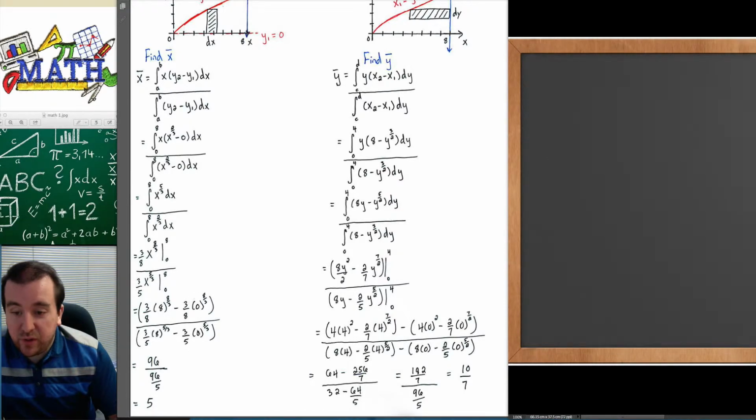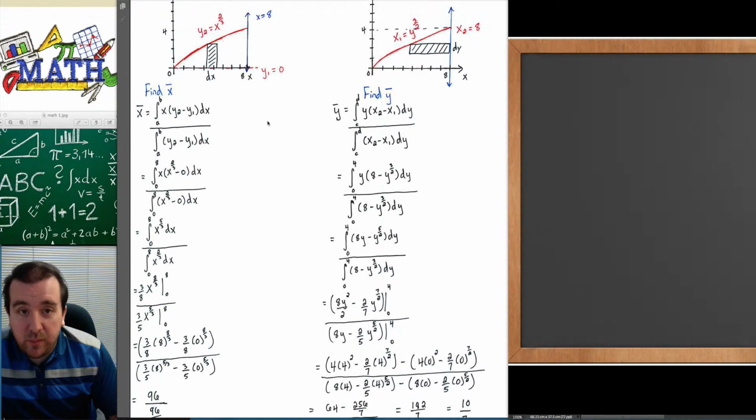And the lower limit of 0 gives 0 here, and the bottom one is 0 as well. Now the bottom one: we do 8 to the power of 5 over 3, that's the third root of 8 raised to the power of 5. The third root of 8 is 2, raised to the power of 5, that's 2 to the 5, which is 32. Times 3 is 96, so 96 over 5. And of course we get 96 divided by 96 over 5, and using our fraction division rules, we will indeed get 5. That's x bar, the x coordinate of the centroid.